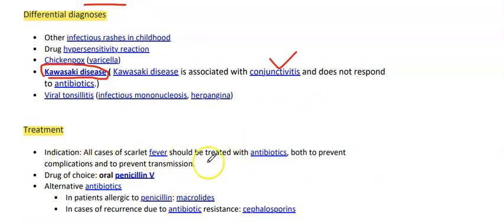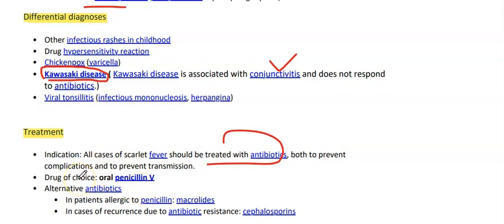Treatment. What are the indications? All cases of scarlet fever should be treated with antibiotics, both to prevent complications and to prevent transmission. The drug of choice is oral penicillin V. As an alternative, for a patient allergic to penicillin, macrolides can be given. In case of recurrence due to antibiotic resistance, give cephalosporin.